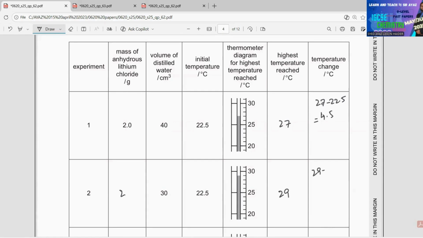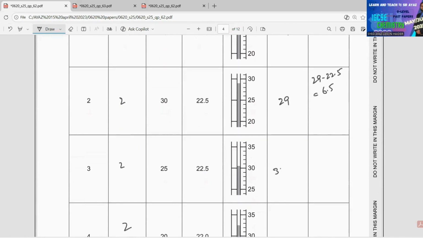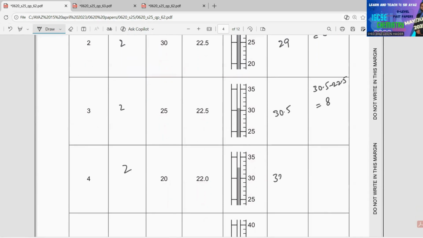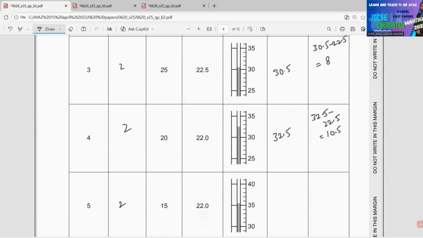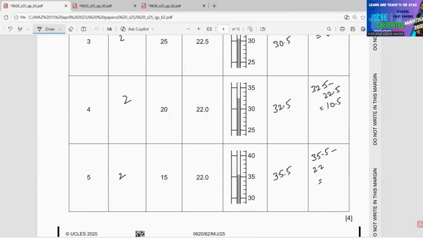For experiment 2, the highest temperature reached is 29. Subtract 22.5 from 29 and we'll get 6.5. For experiment 3, the highest temperature will be 30.5. The temperature change must be 8. For experiment number 4, the highest temperature reached is 32.5. And the temperature change is 10.5. For experiment 5, the highest temperature reached is 35.5. Temperature change, 35.5 minus 22. You will get 13.5.